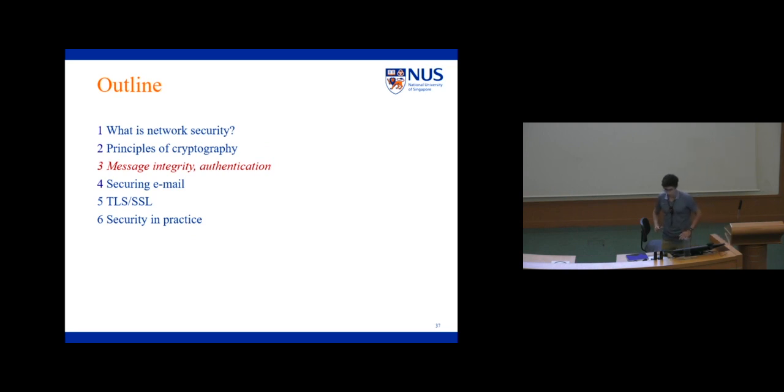Okay, so that was about encryption. And encryption is used to ensure confidentiality of the messages so that no adversary can compute any function of the plain text message. Now we are moving on to message integrity, and that is to make sure that the message is coming from the source that it is claimed to come from, and that the message has not been modified in transit.